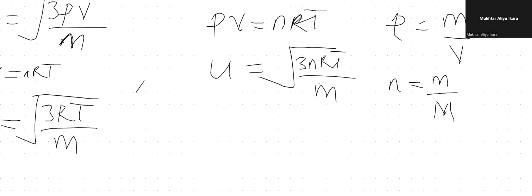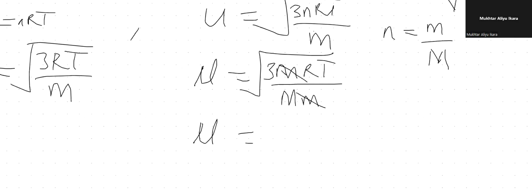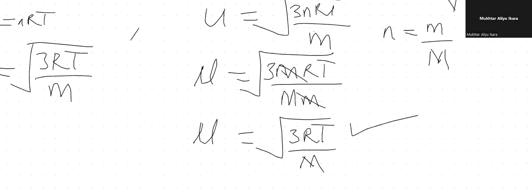Therefore, now we have u = square root of 3 mass RT divided by molar mass times mass. So this mass will take care of this mass. Then at the end, we are going to have u = square root of 3RT all over molar mass. So this is the formula used in calculating root mean square speeds. We can actually manipulate it in the following ways. And I think from here we can just check some examples.